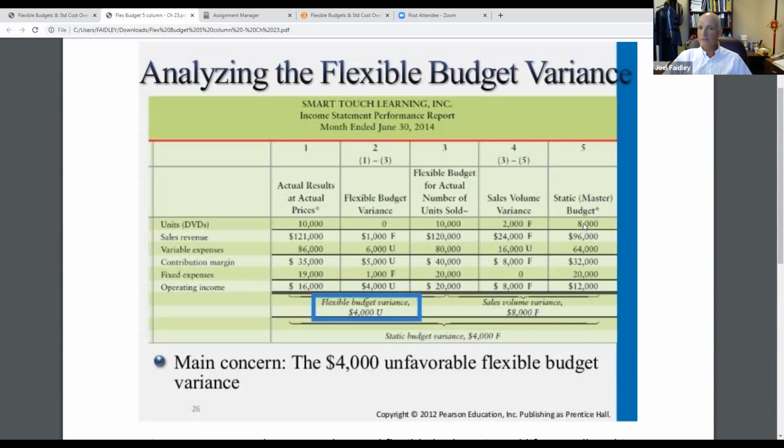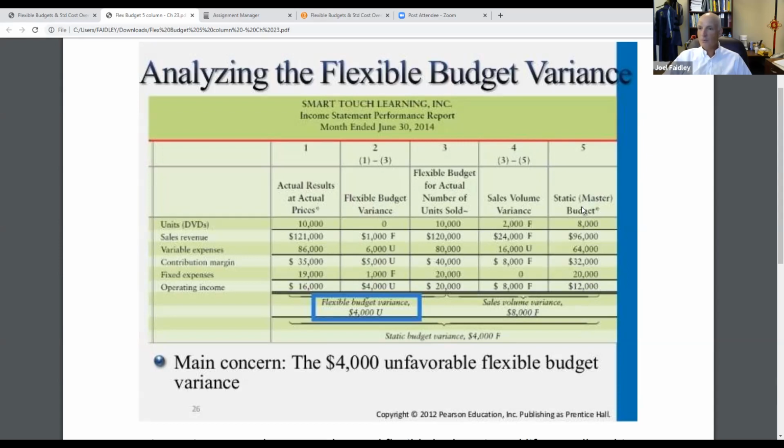That's what you begin your year with. And so the budget was that we were going to sell 8,000 units. Our revenue was 96,000. Our variable expenses, direct material, direct labor, and the variable portion of overhead and of selling and administrative, is 64,000. So we plan to have a $32,000 contribution margin. Minus all of my fixed expenses gives me an operating income of 12,000.